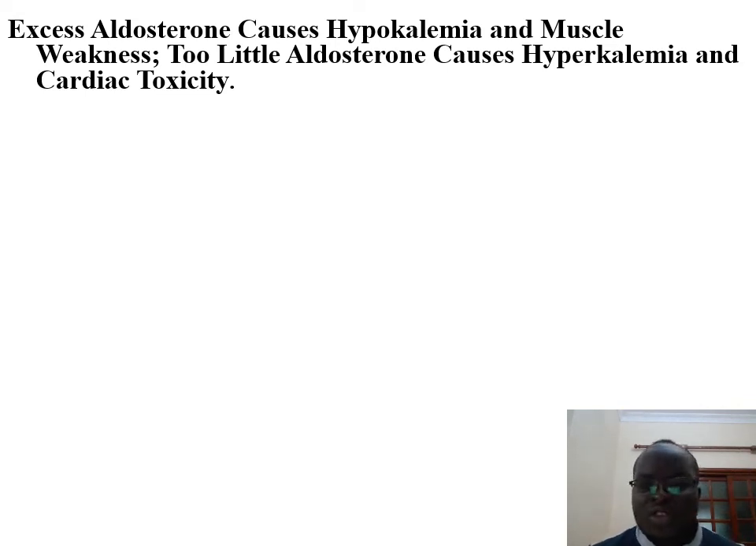Too little aldosterone causes hyperkalemia. So it's the opposite now. The concentration of potassium is going to increase, causing hyperkalemia and cardiac toxicity. Because hyperkalemia will cause hyperexcitability of the nerve cells or the neurons. They'll start misfiring action potentials, and that can also cause cardiac arrhythmias or cardiac toxicity.